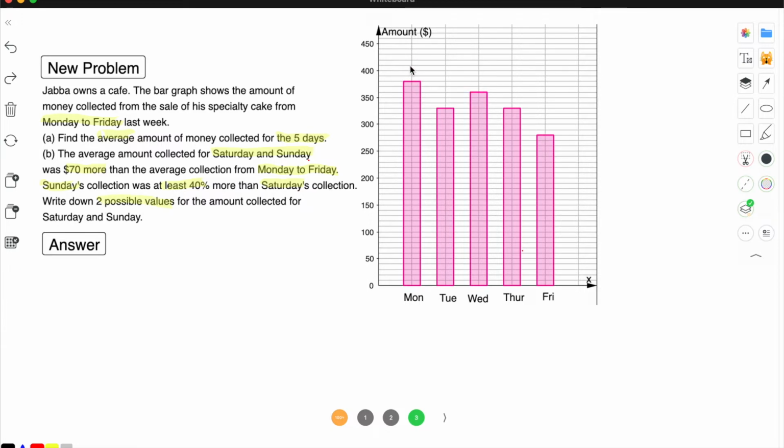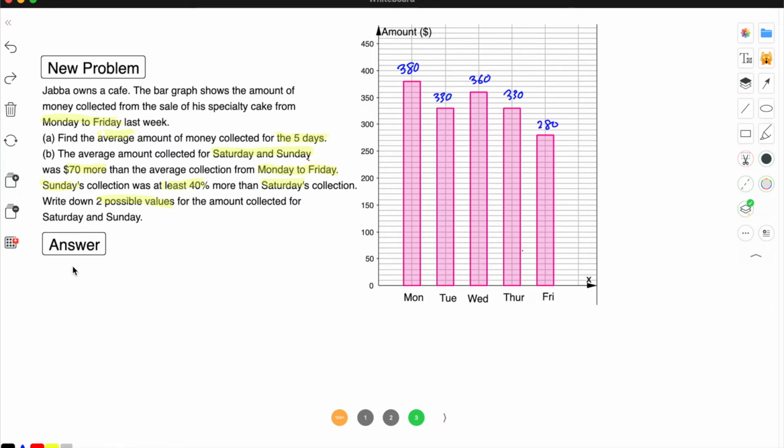So let's take a look at the graph and read off the values from each bar. I think this first one is 380. Tuesday is 330. Wednesday is 360. Thursday is 330. And lastly, Friday is 280.